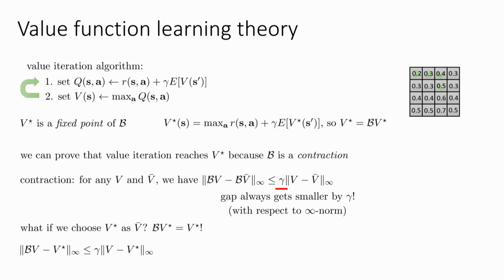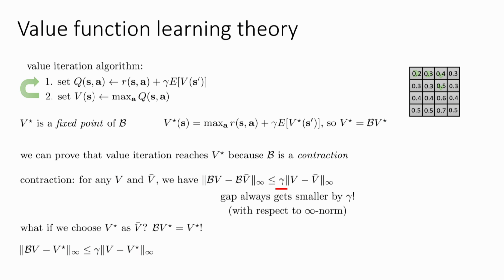So from the definition of a contraction and the knowledge that V star is a fixed point of B, we recover this equation at the bottom: the norm of BV minus V star is less than or equal to gamma times the norm of V minus V star. What that implies is that if you apply the operator B to any vector V, it'll become closer to V star in terms of the infinity norm. And it will become closer by some amount that is quantified by the discount factor gamma. So some non-negligible amount. So from this, you can actually get a proof of convergence.